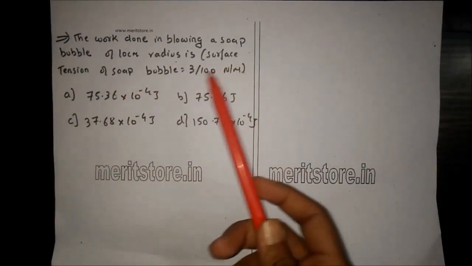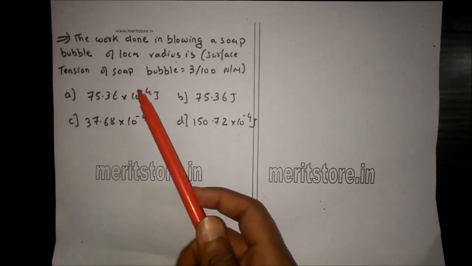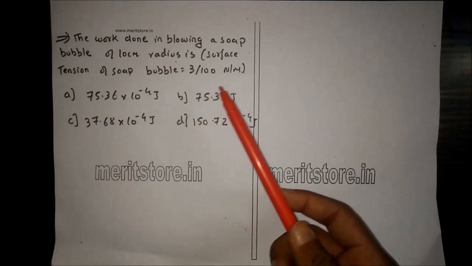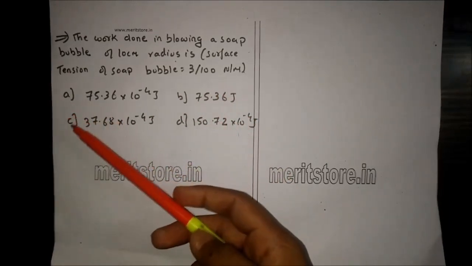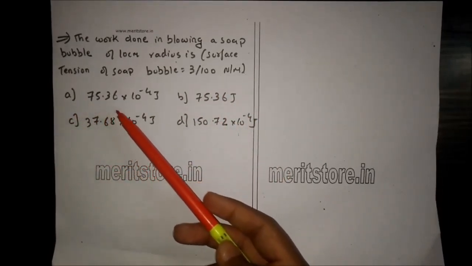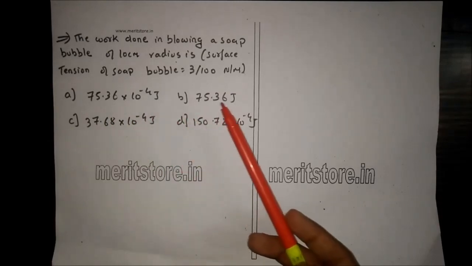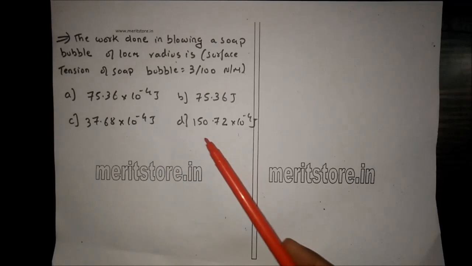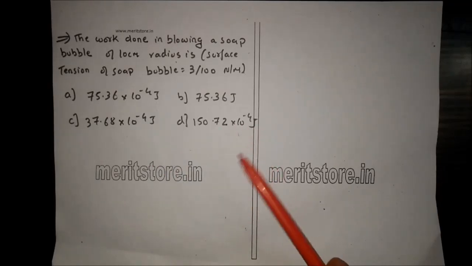Work done in blowing a soap bubble of 10 centimeter radius is, here the surface tension of the soap bubble is given as 3 by 10 Newton per meter. Now, the options are 75.36 into 10 raised to minus 4 joules, or 75.36 joules, or 37.68 into 10 raised to minus 4 joules, or 150.72 into 10 raised to minus 4 joules.